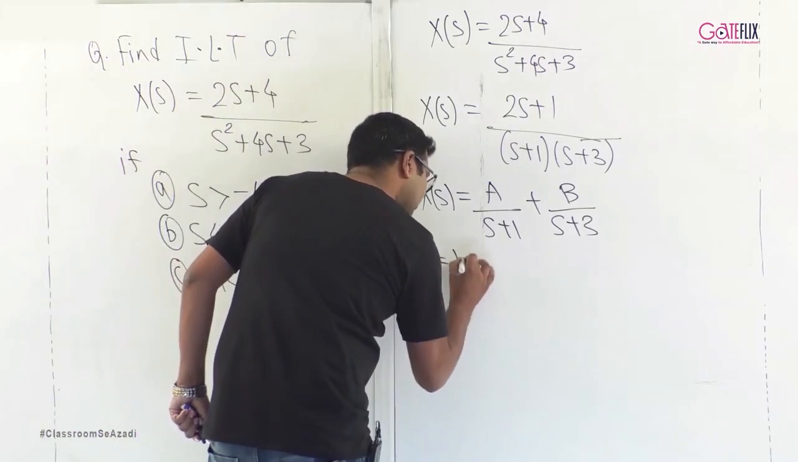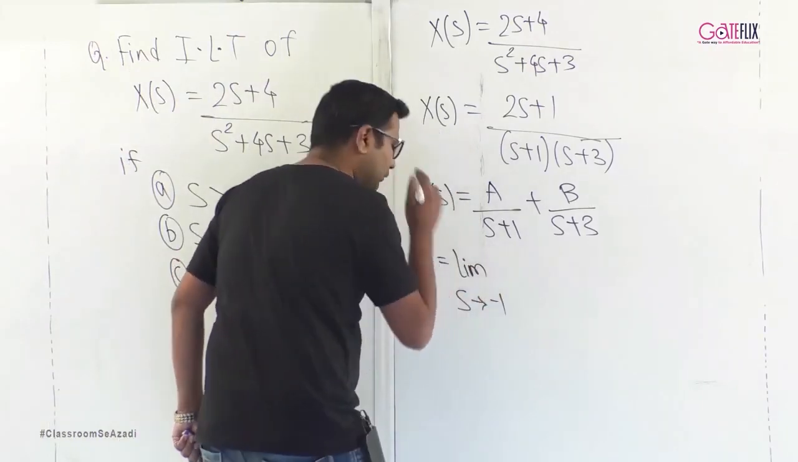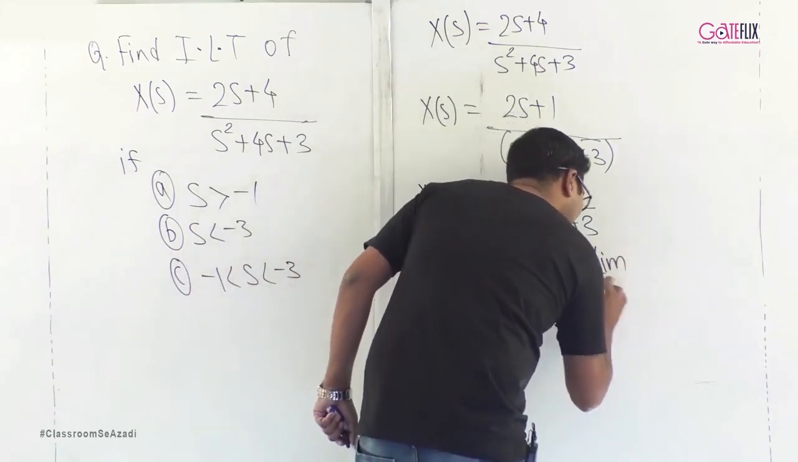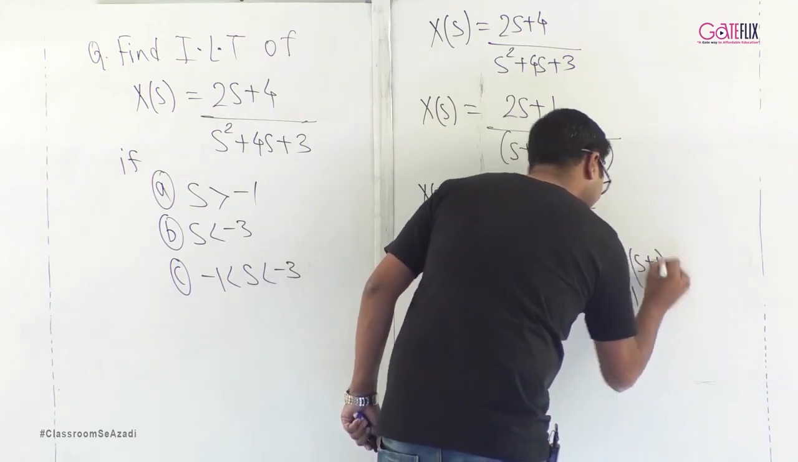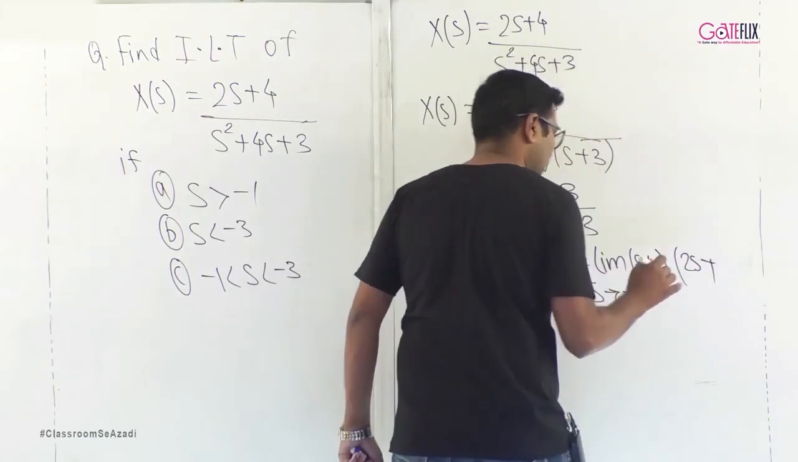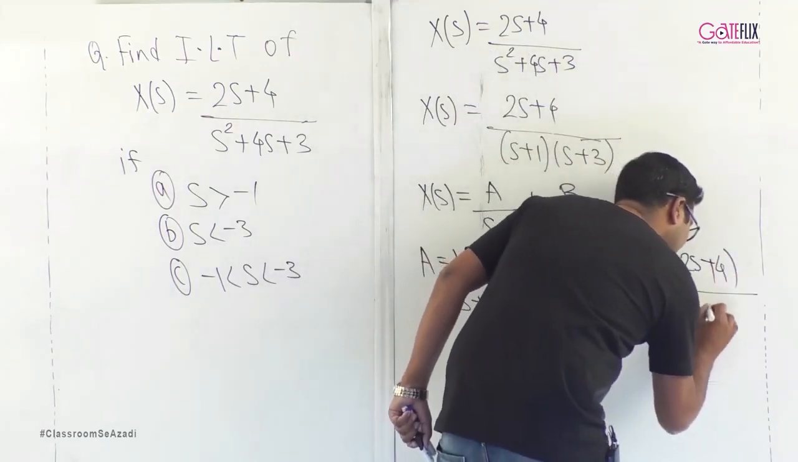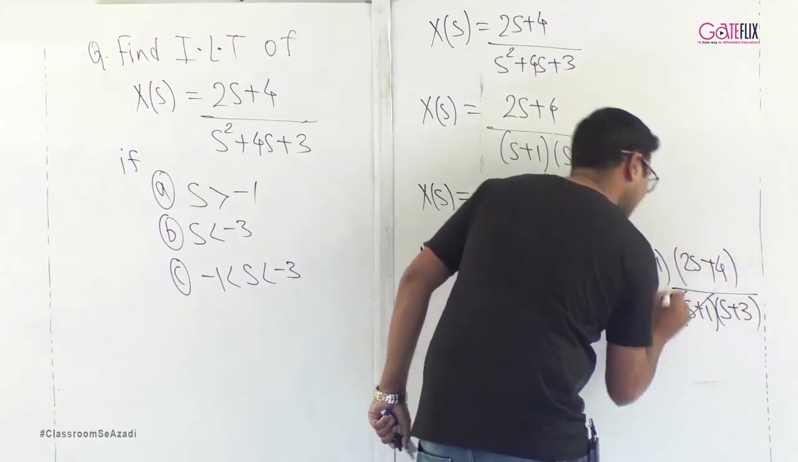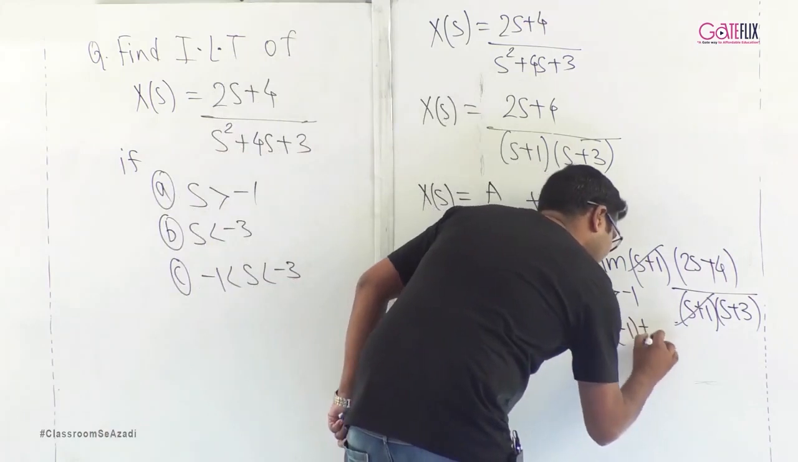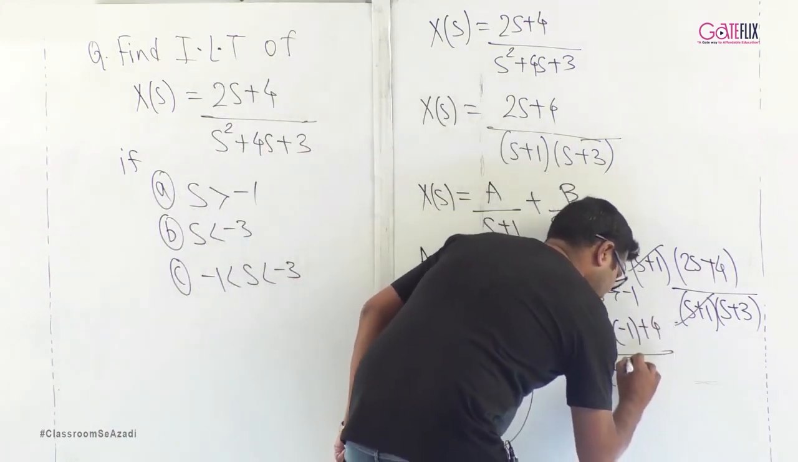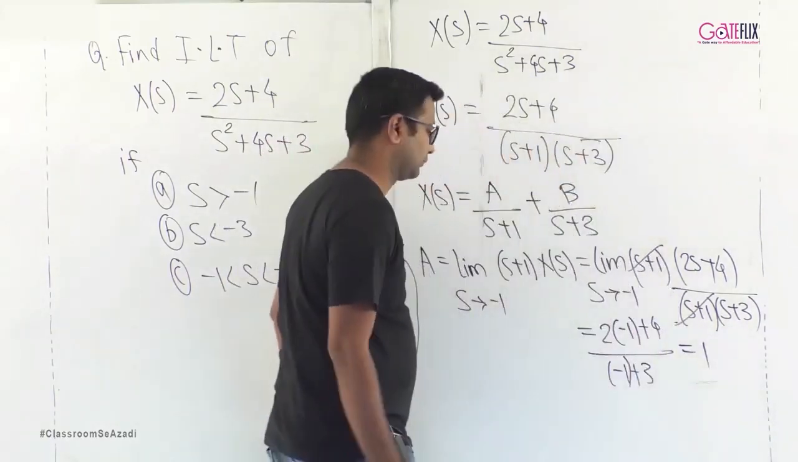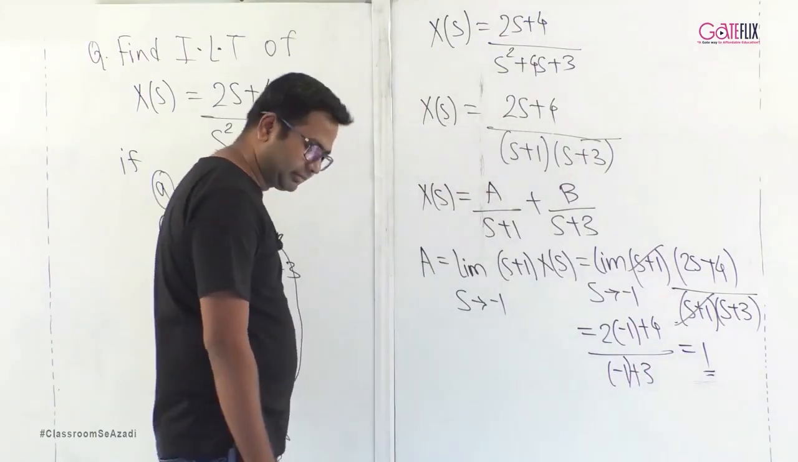Now A can be calculated as limit s tending to minus 1, s plus 1 into capital X of s. Therefore, this will become limit s tending to minus 1, s plus 1 into 2s plus 4 divided by s plus 1 into s plus 3. S plus 1 will get cancelled. If you substitute the value of minus 1, this will be 2 into minus 1 plus 4 divided by minus 1 plus 3. So, this will come out to be 1. So, the value of A is 1.